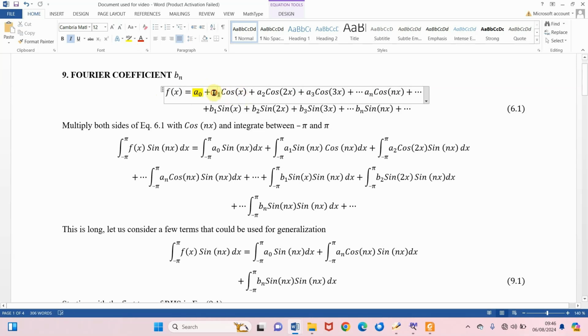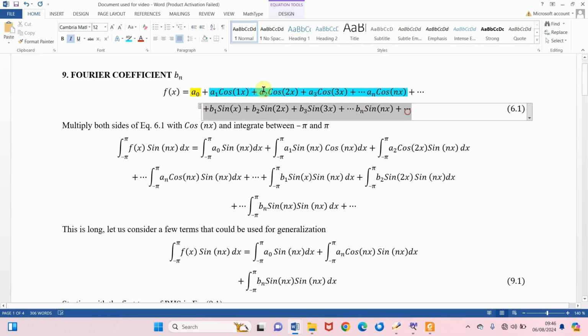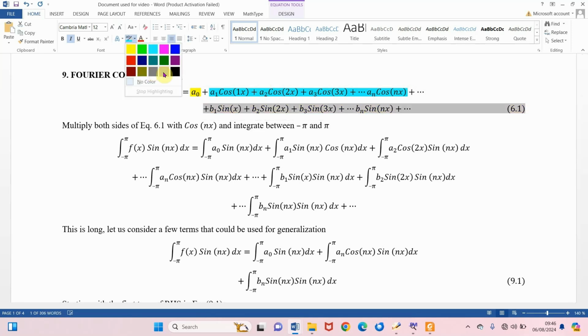If you consider all this, we can express them as summation n from 1 to infinity of an cos nx. You can see that we have a1 with x, a2 with 2x, a3 with 3x, an with cos nx. Likewise, the summation from n equals 1 to infinity of bn sin nx, we can also express using this expansion.